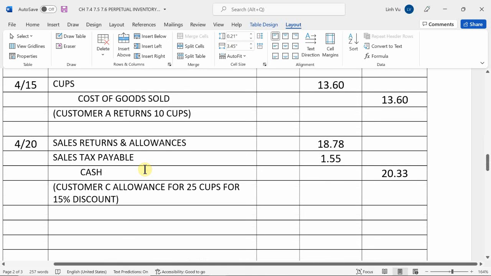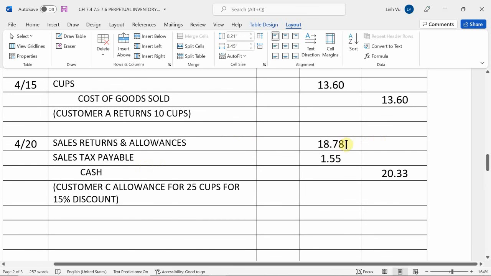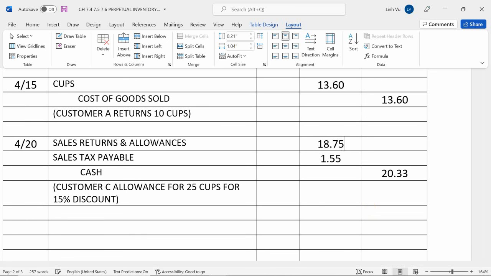Yes, I got $18.75 for the refund. Sorry, typo. Okay, $18.75 plus the sales tax of $1.55 should give you your total there.